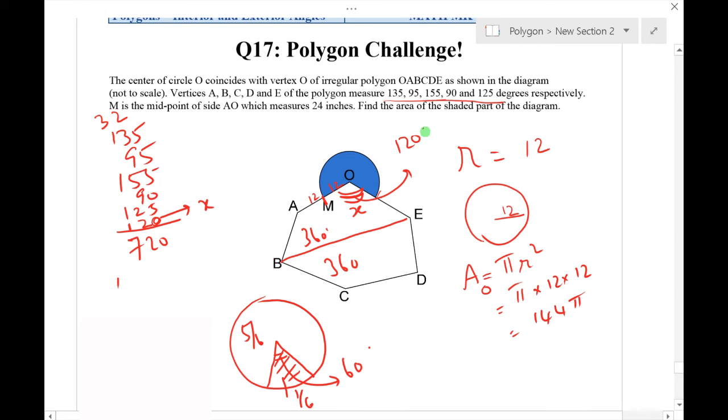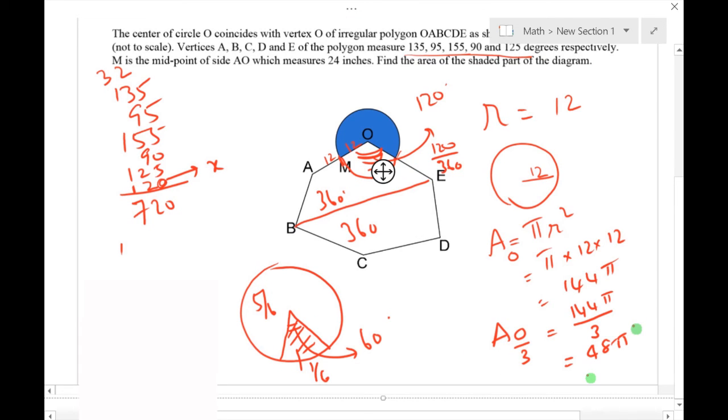That's very cool. So we know that 1/3 of the circle is gone, because 120 divided by 360 is 1/3. So the area divided by 3 is going to be 144 pi divided by 3, which is what? 48. 3 48s are 144, right? Pi. So 48 pi is the area of 1/3 of the circle.